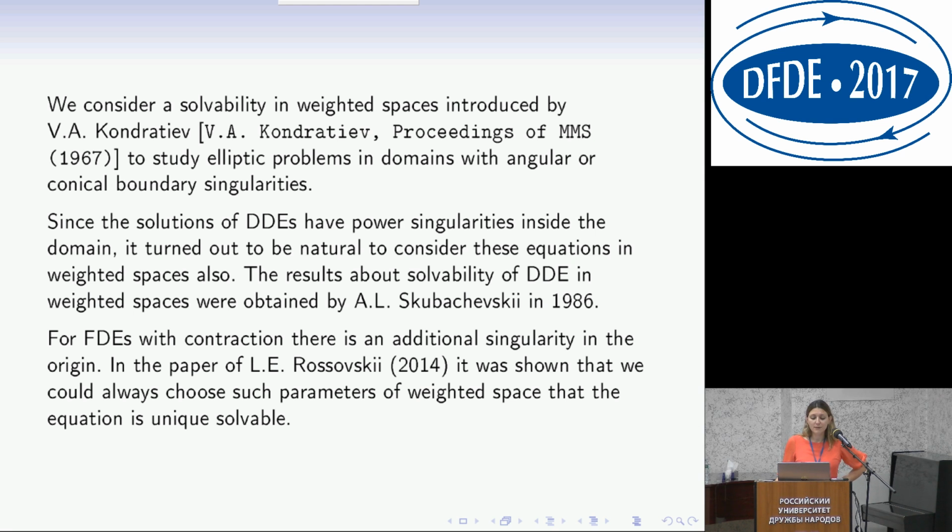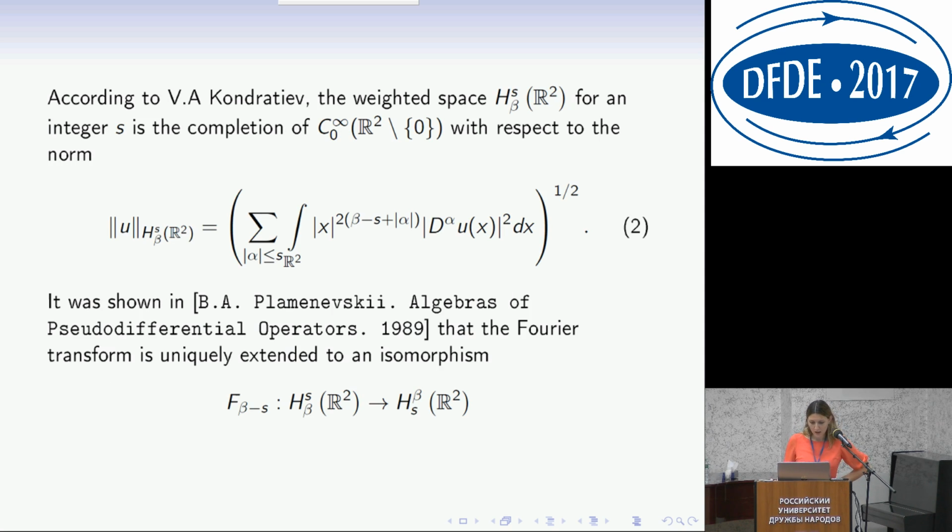For functional differential equations with contractions, there is an additional singularity at the origin. And in the paper of Leonid Yefimovich Rossovsky, it was shown that we could always choose such a parameter of the weighted space that the equation is uniquely solvable. Let us define the weighted space H^s_beta according to Kondratiev as the completion of finite smooth functions with respect to the norm 2. It was shown by Plamenevsky that the Fourier transform maps one weighted space to another with replaced parameters.